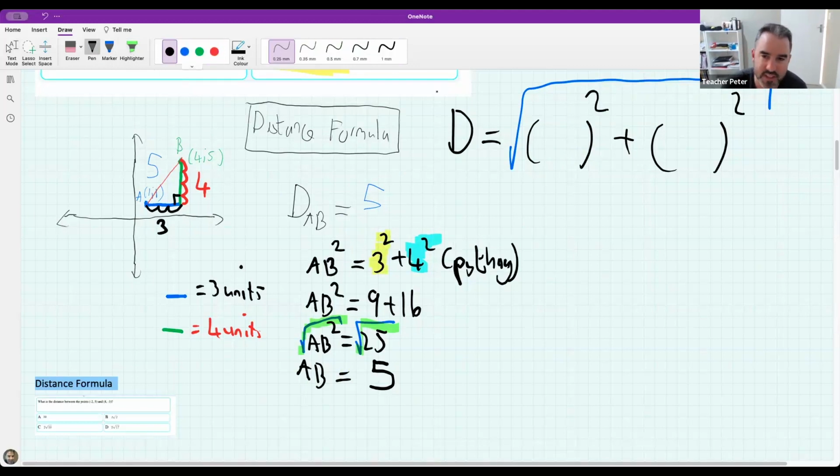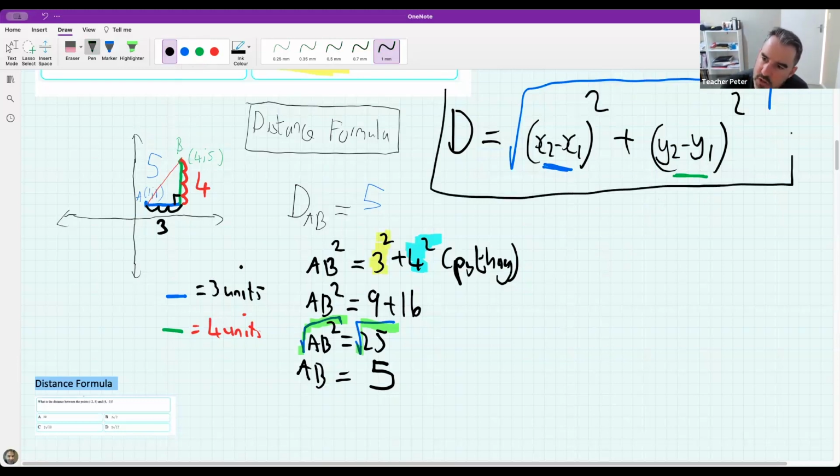Then inside this first bracket is the change in x. So the change in x can be written as x2 minus x1, and the change in y can be written as y2 minus y1. In my drawing, the blue bit was the 3, and the green bit, the change in y, was 4. So this is the formula that I need you to write down. Just take a moment to write down this formula in your book. And then I want to show you how I can use it with these 2 points.